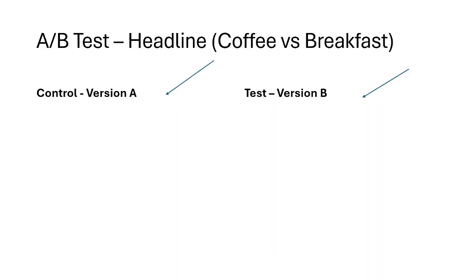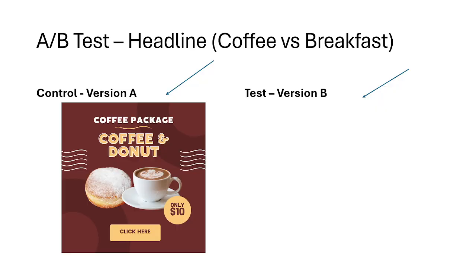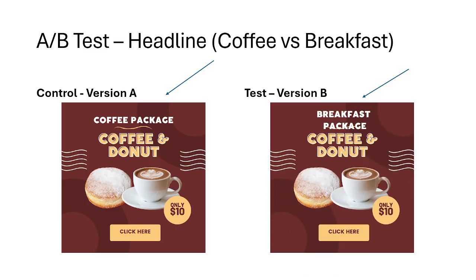In this case, we're going to change the headline. So now we're doing an A/B test where we change the headline. And instead of saying just coffee, we're going to call it breakfast. So version A has a coffee package, coffee and donut, only $10. Click here. And version B says breakfast package, coffee and donut, only $10. Click here. So in this test, I'm testing the headline. So you can test anything you want in an ad, but when you do the test, you only want to make one change.